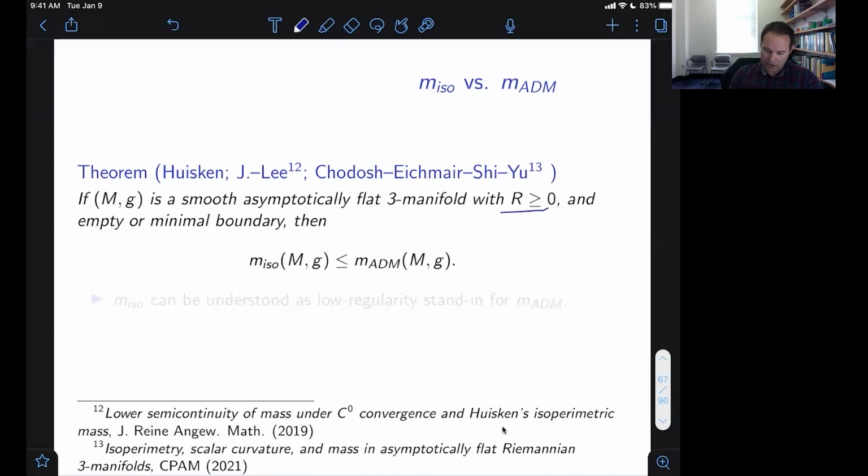The other approach I'll mention is a different idea. This is really trying to get a handle on what the isoperimetric minimizers are at infinity to compute this. But the point is, this isoperimetric mass is a low regularity stand-in for the ADM mass.